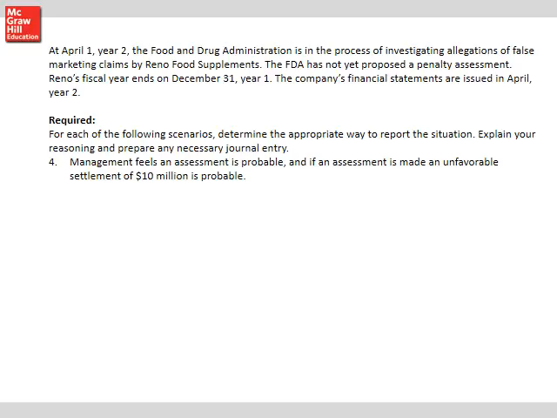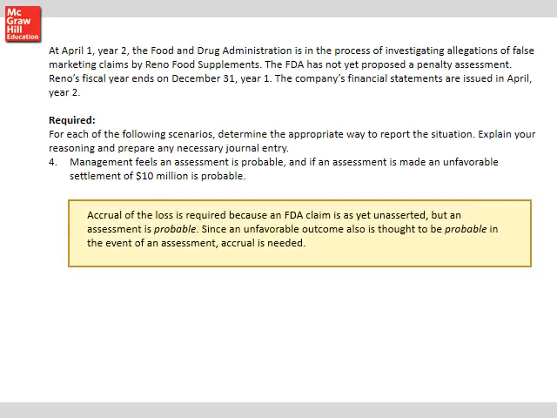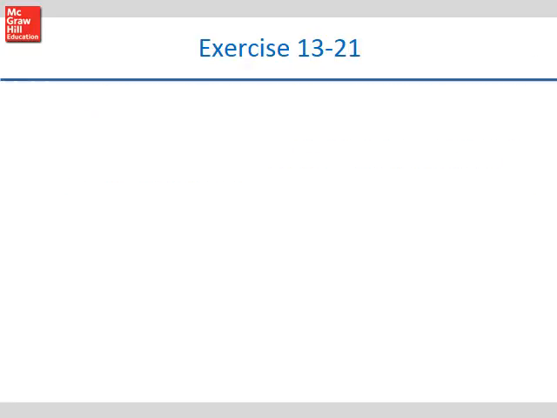And then finally, number 4, we have to accrue the loss because the FDA claim is unasserted but is probable, and the amount that it will be is probable. And so now we need to make an accrual.